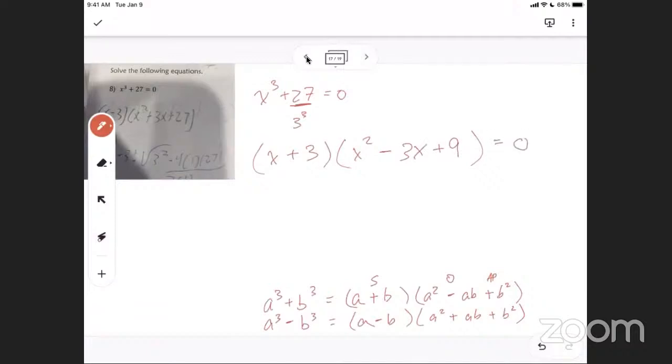Right? And now what can I do? Remember, just like I did before, the zero product property says this times this equals 0. That means either this equals 0 or this equals 0. So I write two equations. X plus 3 equals 0, or x squared minus 3x plus 9 equals 0. In this case, to the left, x equals what? Negative 3. Good. And to the right, ooh, that doesn't factor. How do I solve that? Quadratic formula. Perfect. Good job.